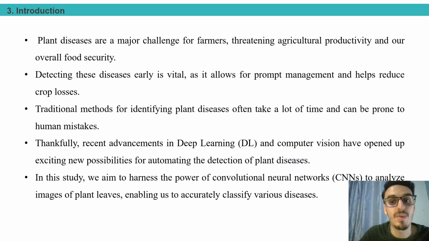Introduction. Plant diseases are a big problem for farmers because they can reduce crop production and affect food security. Detecting these diseases early is very important because it helps manage the problem and reduce crop losses. Traditional ways of detecting plant diseases are slow and often include human errors. However, deep learning and computer vision now offer new ways to automate the process and make it more accurate.